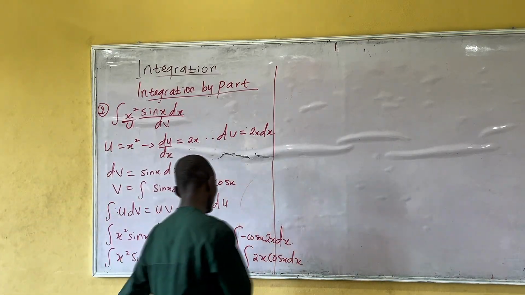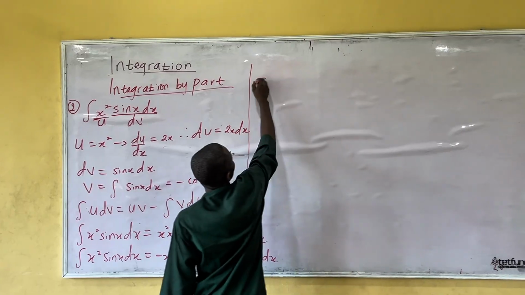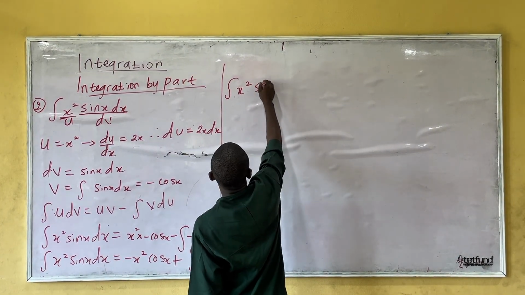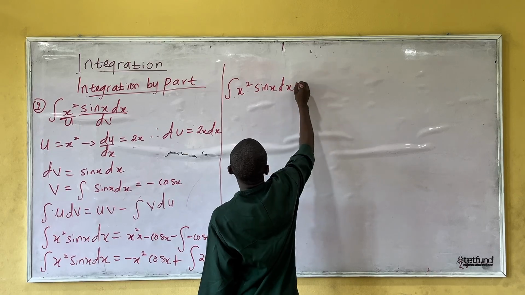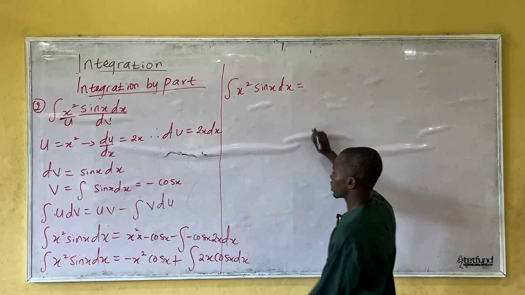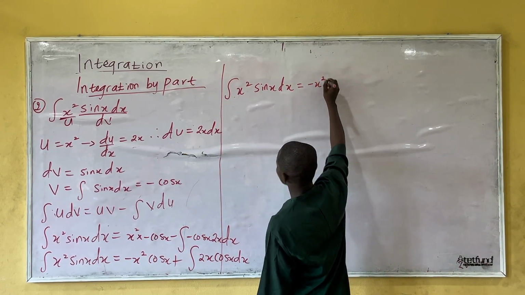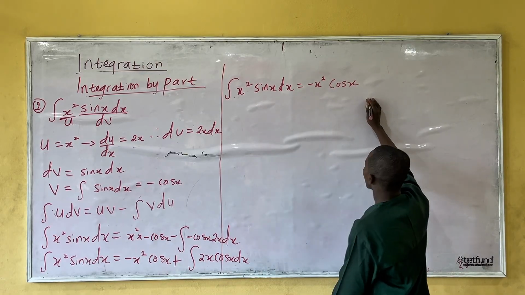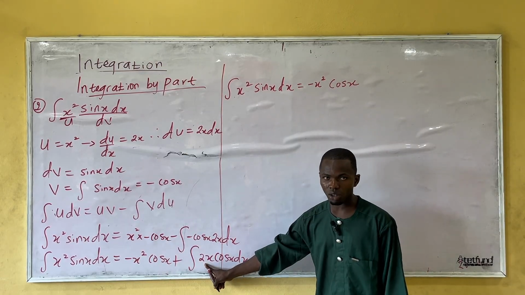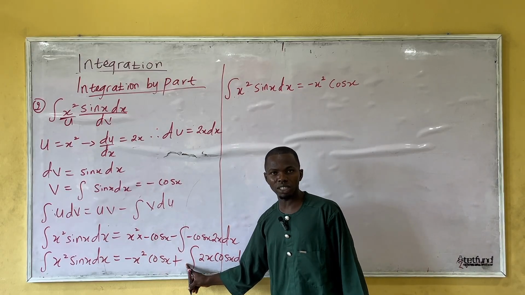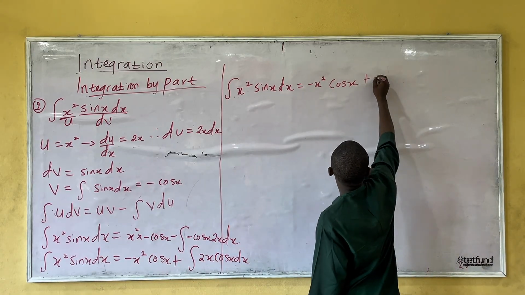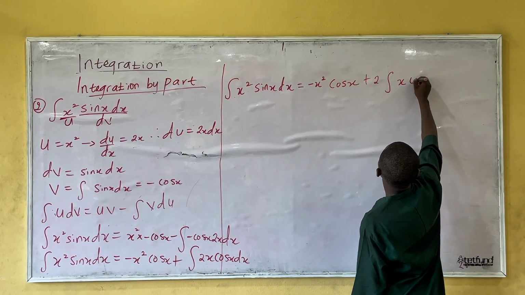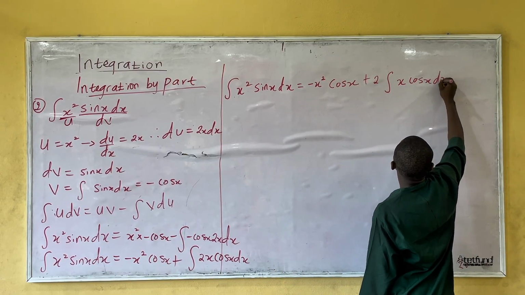Now I move on, which means the integral of x squared sine x dx is now equal to minus x squared cos x. Now, if you look at this, there is a 2 here, a constant. I can take it to the front of the integral, plus 2 times the integral of x cos x dx.